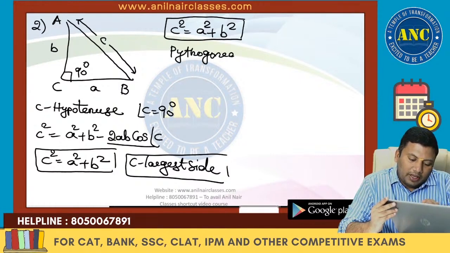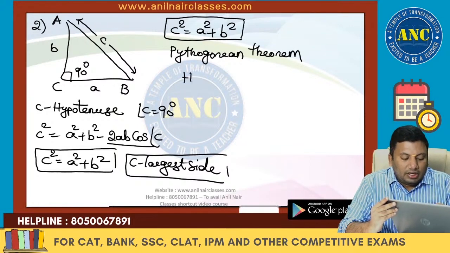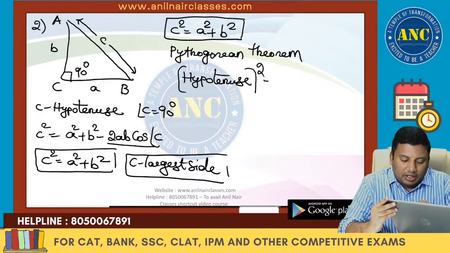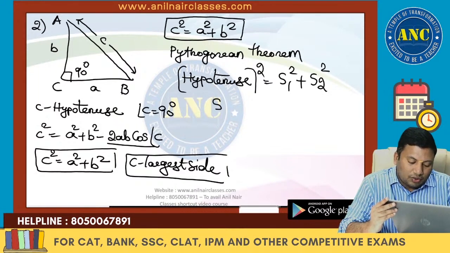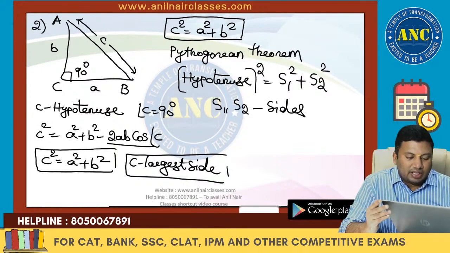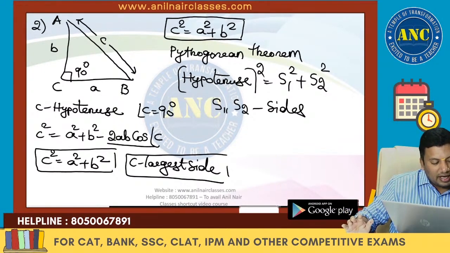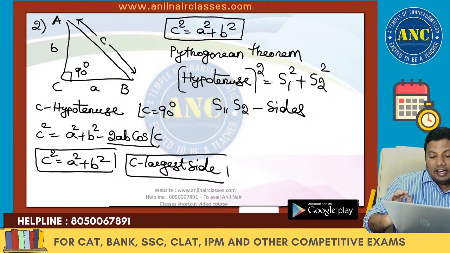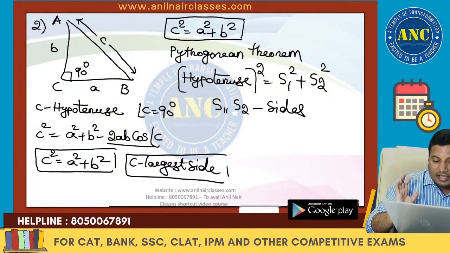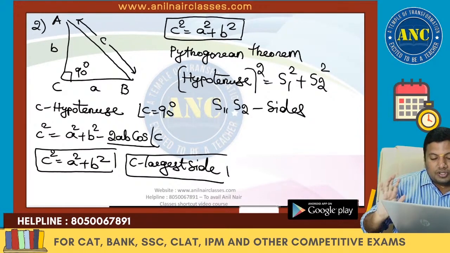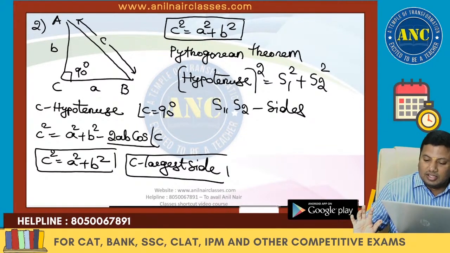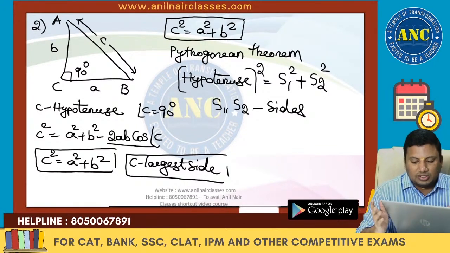Pythagorean theorem. The Pythagorean theorem suggests that the hypotenuse squared is equivalent to S1 squared plus S2 squared, where S1 and S2 are the other two sides where the right angle is formed. A right angle triangle is a triangle in which one angle is 90 degrees. The largest side, opposite to the 90 degrees, is C. C squared is equivalent to A squared plus B squared.